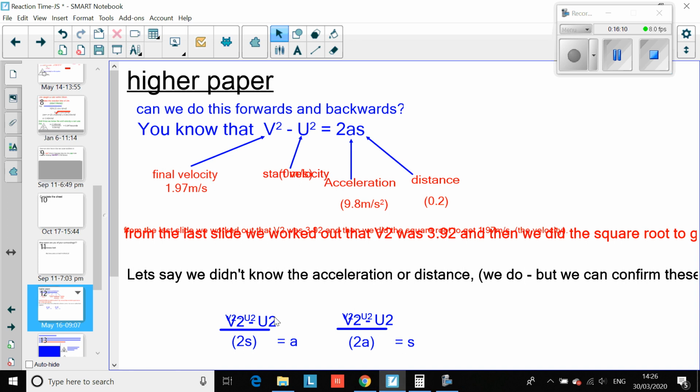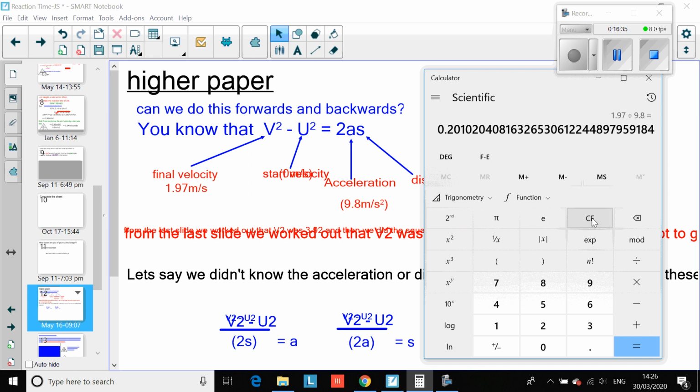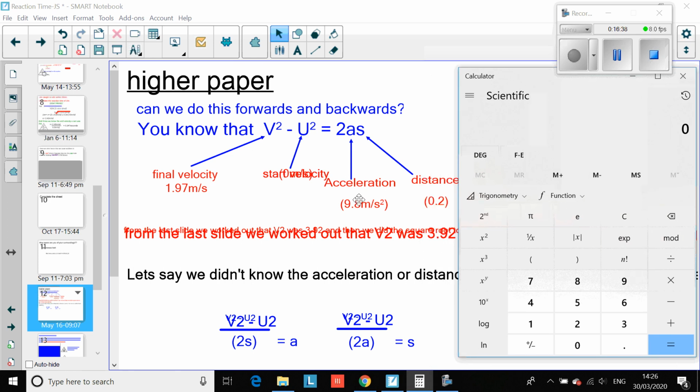Let's say, though, we didn't know the acceleration or the distance. We do, but we can confirm these. So what we're going to do is the sum backwards now, so that we can work out the acceleration and the distance. Remember, our distance was 0.2 and our acceleration was 9.8, so we were looking to confirm these. The first thing we do is pull up our calculator again. Let's say we wanted to confirm that the acceleration was indeed 9.8.